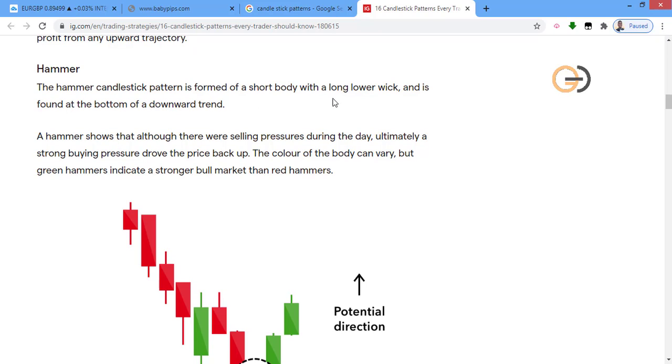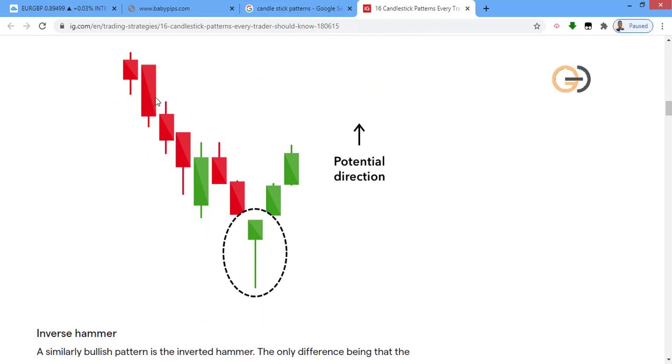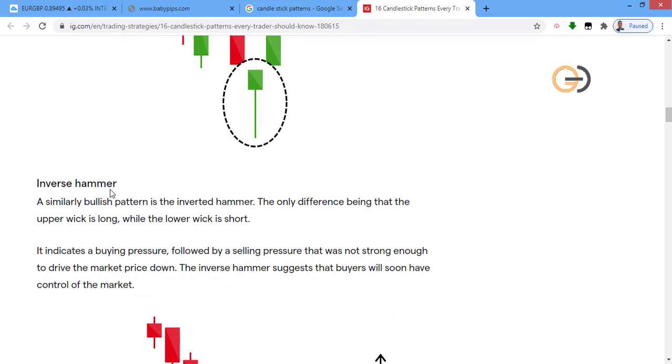The hammer is a candlestick pattern formed of a short body with a long lower wick, and it is found at the bottom of a downtrend. So this is the candlestick pattern we're talking about. You see the huge rejection on the wick, you see the long wick, and automatically you see the price moving up. So it's a reversal candlestick pattern.